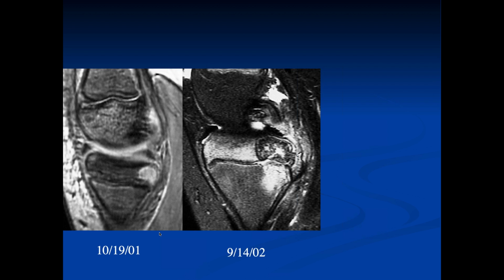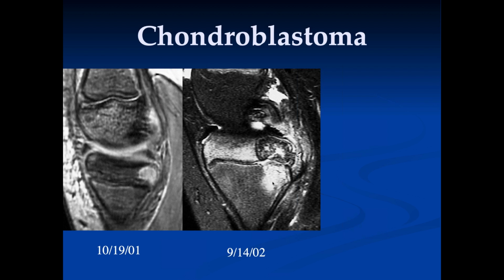Now, how's it changed a year later? Like I said, it's larger. The signal has changed. There's surrounding hypointensity with central hyperintensity. Now there's a bunch of signal in the adjacent metaphysis as well. So it's across the plate.